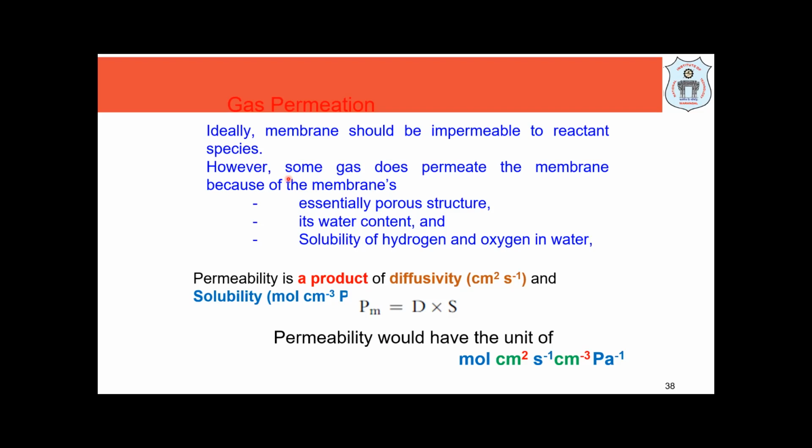This permeability is a product of diffusivity and solubility. We know the solubility value and the diffusivity value, and multiplying them gives the permeability. Both of them should be substituted in the given units. You have diffusivity in centimeter square per second and solubility in moles per centimeter cube, so the final unit of permeability should be a combination of these: moles per centimeter cube, centimeter square per second, then per Pascal.